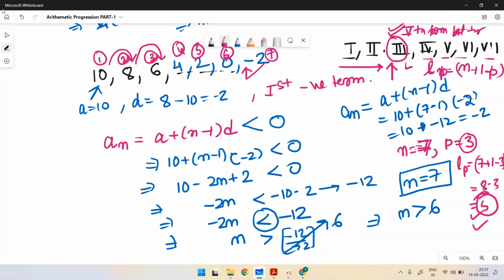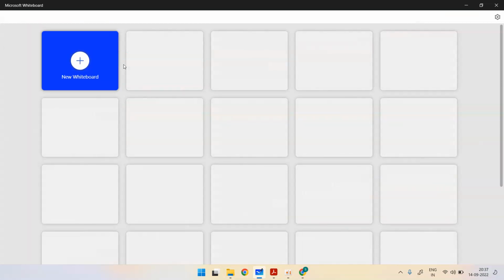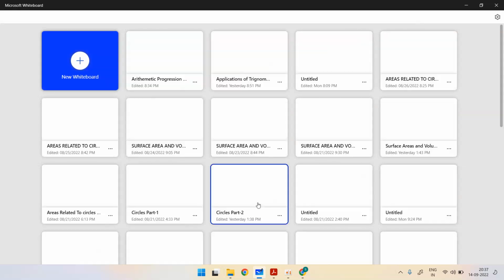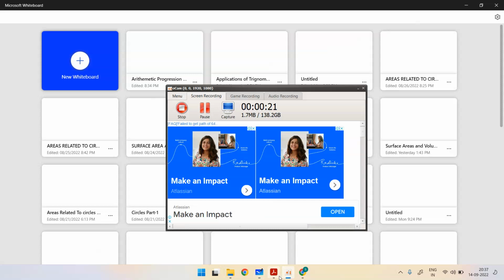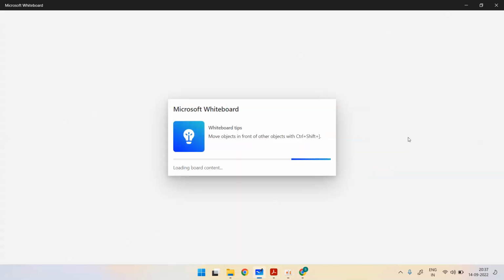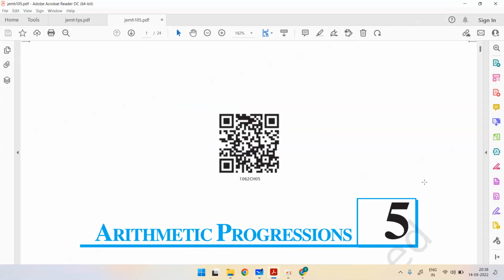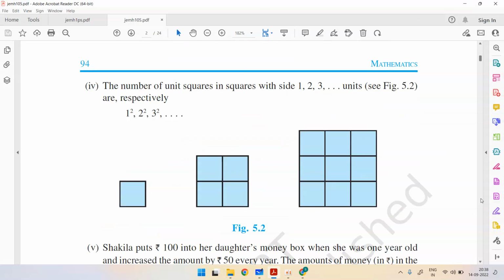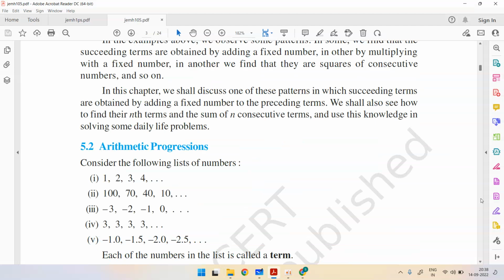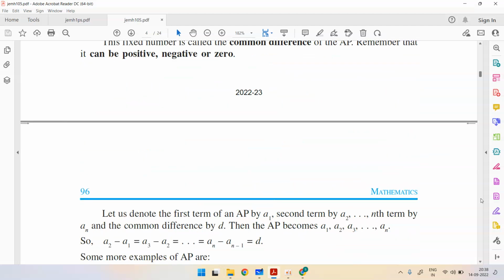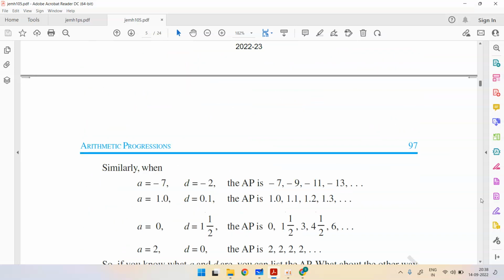Now, with this, I will directly jump into my exercise. So, directly moving to exercise. This is chapter number 5, the exercises.